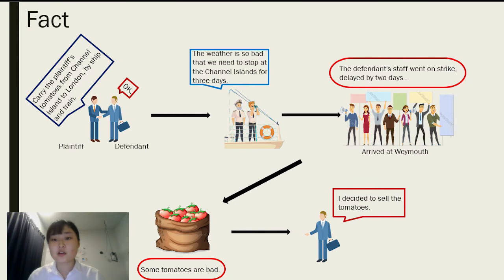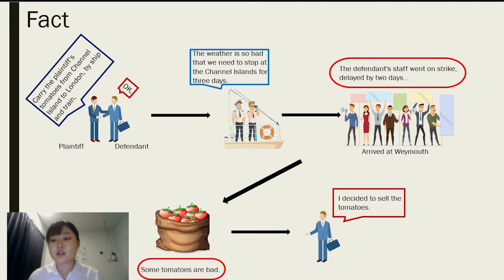Let me first tell the facts of this case. In this case, the plaintiff is the client and the defendant is the agent. The defendant agreed to carry the plaintiff's tomatoes from the Channel Islands to London by ship and train. The ship was stopped at the Channel Islands for 3 days due to bad weather. When the ship arrived at Weymouth, the defendant's employees were on strike and they delayed for 2 days.